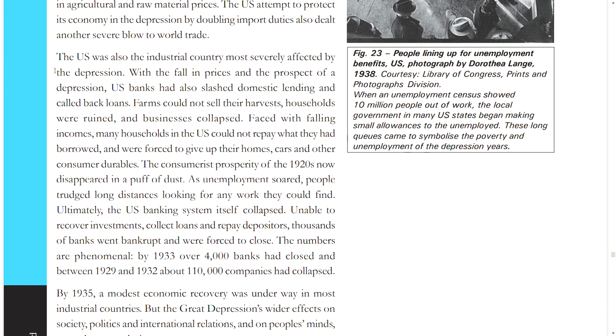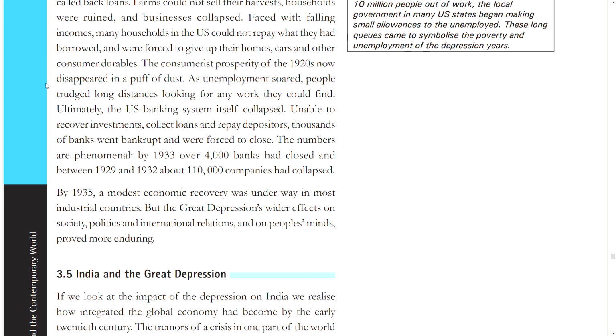The US was also the industrial country most severely affected by the depression. With the fall in prices and the prospect of a depression, US banks had also slashed domestic lending and called back loans. Farms could not sell their harvest. Households were ruined. Businesses collapsed, faced with falling incomes. Many households in the US could not repay what they had borrowed and were forced to give up their homes, cars, and other consumer durables. The consumerist prosperity of the 1920s now disappeared in a puff of dust.